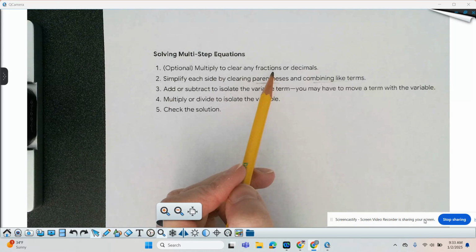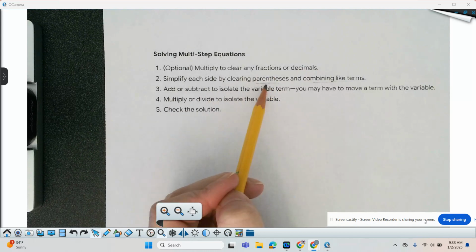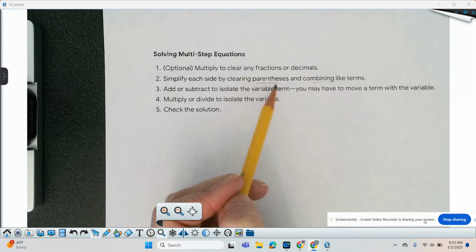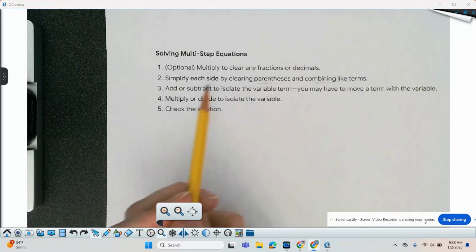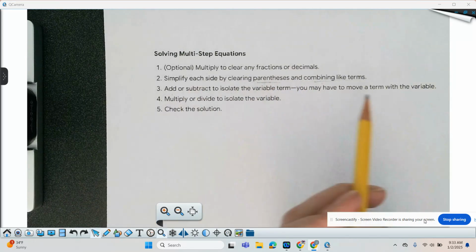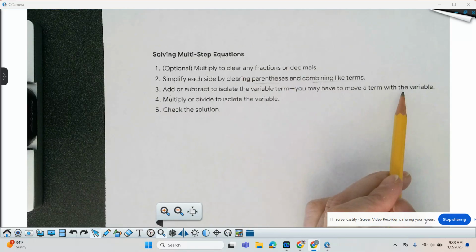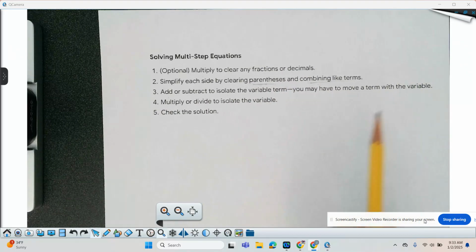That's later on. We are going to clear our parentheses by distributing. We are going to combine our like terms. Then we're going to add or subtract. Again, sometimes moving that variable to get our variables to be on the same side. Then we're going to multiply or divide.